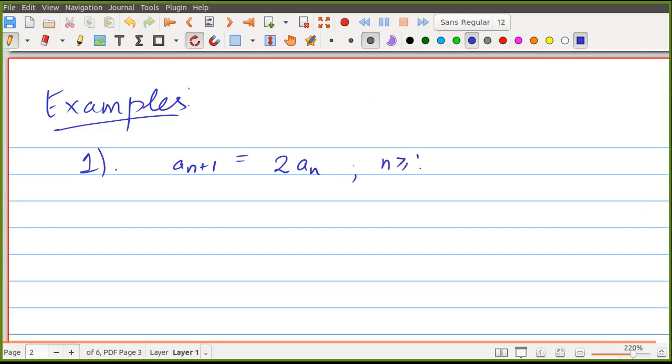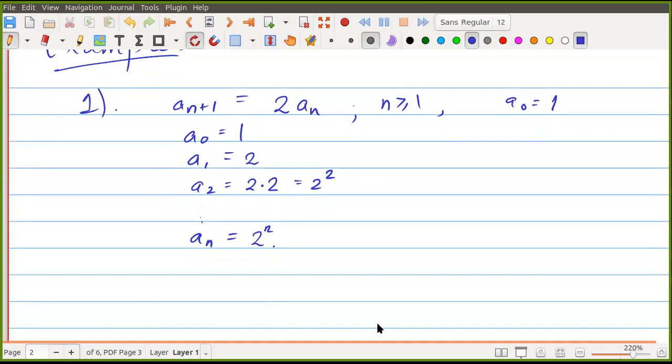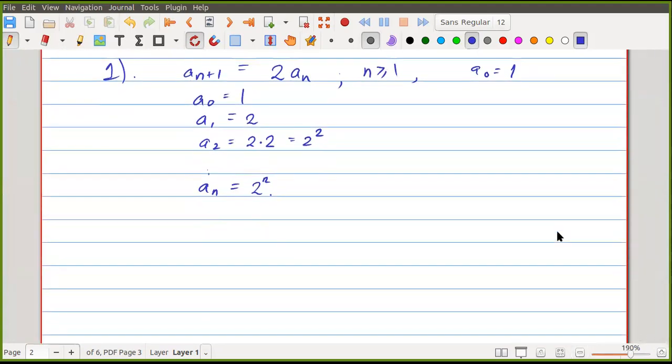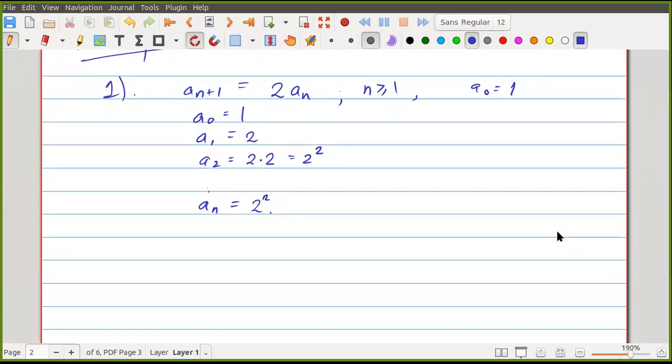where n is bigger than or equal to 0 and a0 you let's say take 1. So if a0 is 1, a1 is clearly 2, a2 turns out to be 2 into 2. So this is 2 square and so on. It's easy to see that an is nothing but 2 raised to n, right? Isn't it? Yes, ma'am. But we are not dealing with the guesswork, although it's very clear here. So we will see how generating functions are used.